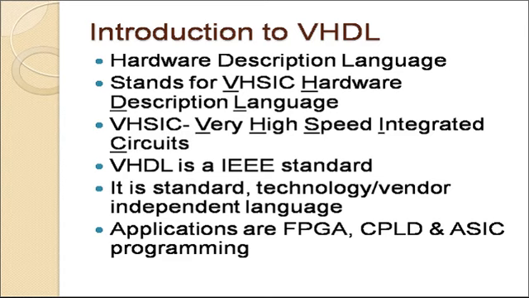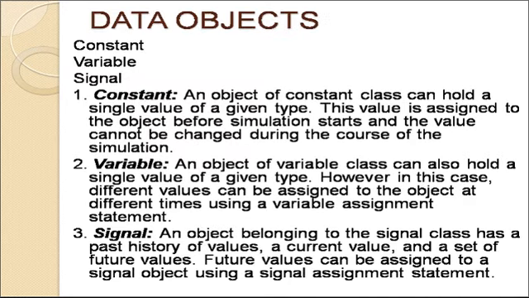Whenever you talk about any language, quite obvious, we have to study certain things related to that language. That's why we will study the different things available in this language. The first thing, we will start with is the data objects. In VHDL there are three types of data objects, that is constant, variable and signal. Each of these types, whether constant or variable or signal, holds some value.